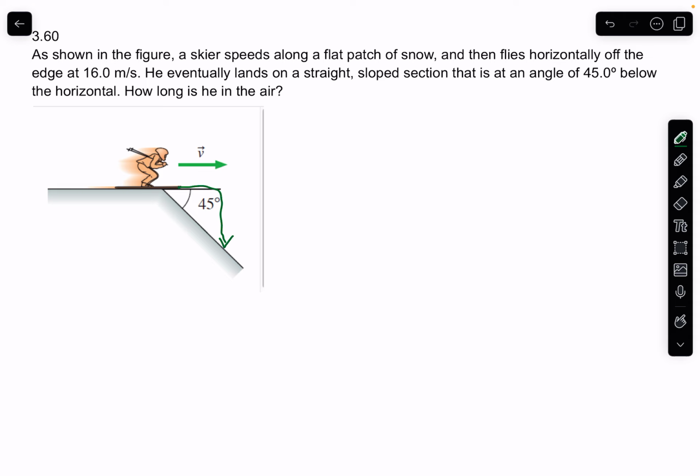Took me a while to think this one through, but let's write down what I know. I know x1 is 0. x2, we don't know. v1x, we know to be 16 meters per second. We also don't know v2x, and I don't think we will need to know that. We don't know time. We do know the acceleration. In the x direction, acceleration is 0. He's not accelerating in the x direction. He's only accelerating in the y direction.